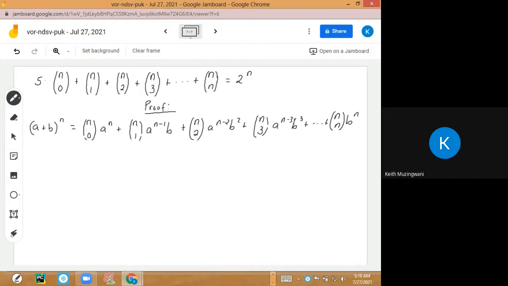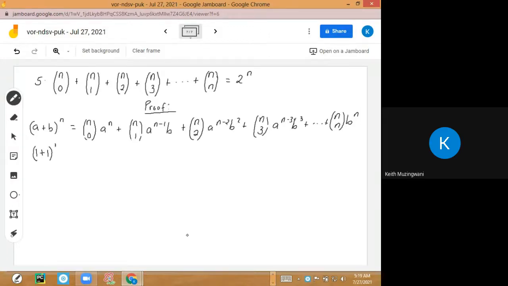B power n. Okay. Now, if you look at this very well, the only difference between this and our question is that in the theorem we also have a^(n-1)b, and in the question we only have n0, n1, n2, n3 up to nn. So if we make the right choice of a and b, we may end up having 2^n. But we should bear in mind that the choice should not affect the n0, n1, n2, n3. So the good choice here would be 1 plus 1.